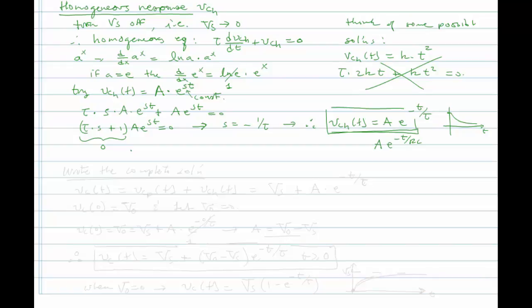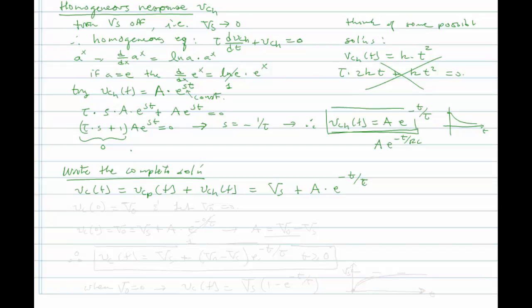Okay, so we have the particular solution, we have the homogeneous solution. Now we want to write the complete solution. So we have VC of t is equal to VC of p, the particular solution, plus VC of h, the homogeneous solution. And that's going to be Vs, because that's what we found for the particular solution, plus some constant that we have not yet determined, a, times e to the minus t over tau.